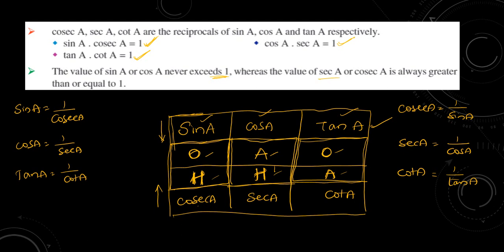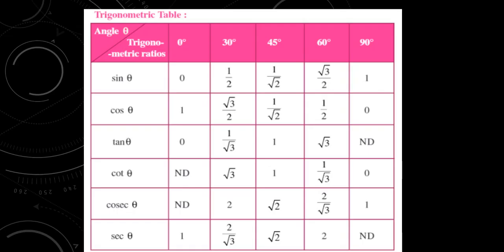Next, similarly secant A and cosecant A. Secant A and cosecant A are reciprocals of cos and sin, no? Since sin and cos are always less than or equal to 1, clearly their reciprocals will always be greater than or equal to 1. So that is the point we are discussing here. Next, moving on to the next conditions: the trigonometric table. We are going to have the trigonometric values table.